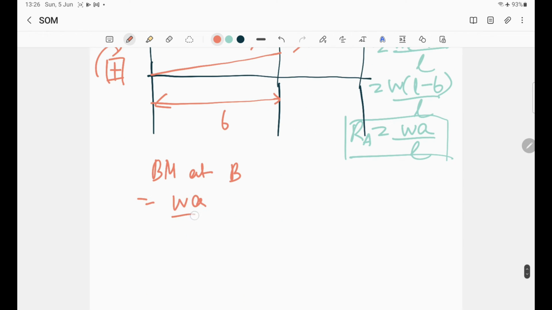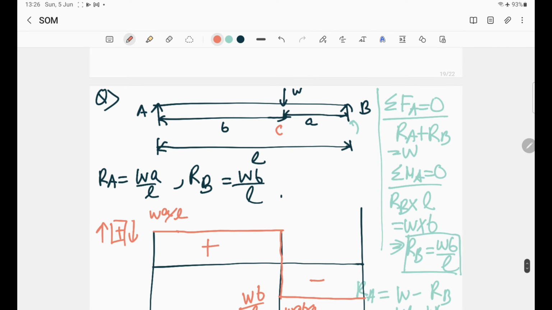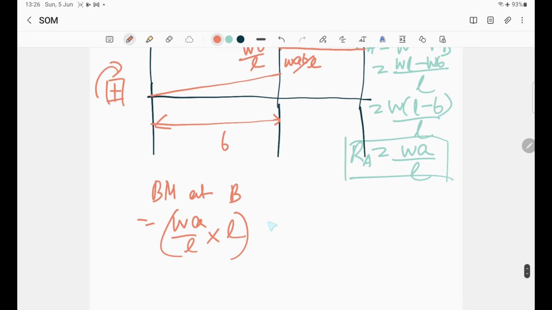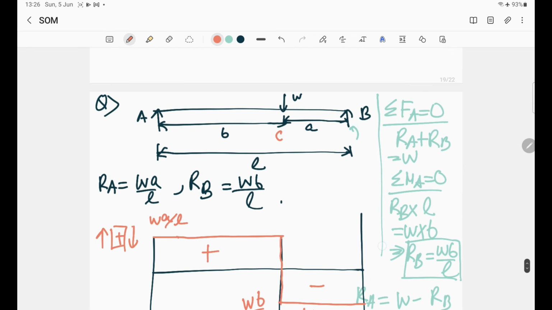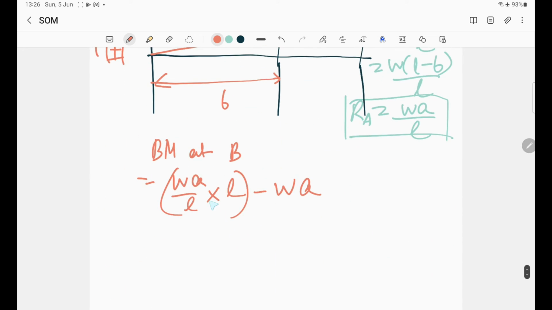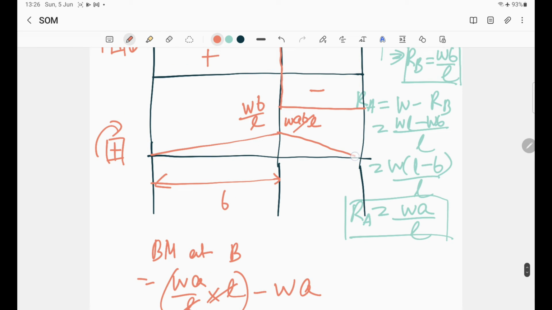It will be WA by L into L minus W into A, right? Minus W into A. So we'll just simply write it. Load into distance is the formula for the bending moment. You need to know the basics, as we have already discussed. So what will it actually leave us? If we do the math, the L cancels, WA minus WA equals 0. Exactly what you need. You can validate your numerical by that.